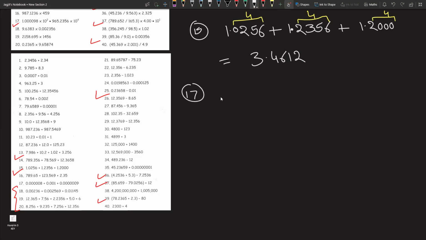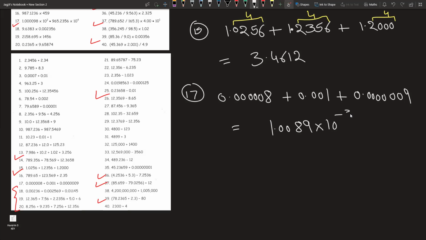Number 17. Oh, that's a lot of zeros. 0.000008 plus 0.001 plus 0.0000009 plus 0.123456. Okay, let's add them up. This leaves me with 1.0089 times 10 to the power minus 3.